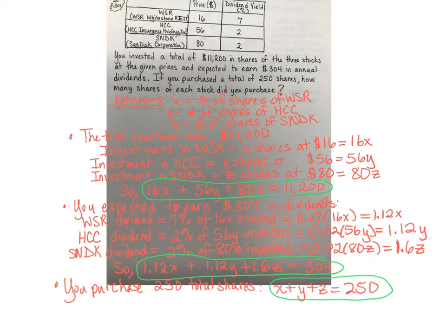So let's write those equations down. We have X plus Y plus Z is equal to 250. We have 16X plus 56Y plus 80Z is equal to 11,200. And then we have 1.12X plus 1.12Y plus 1.6Z is equal to 304.